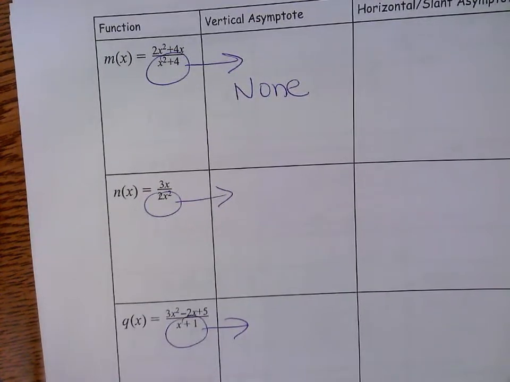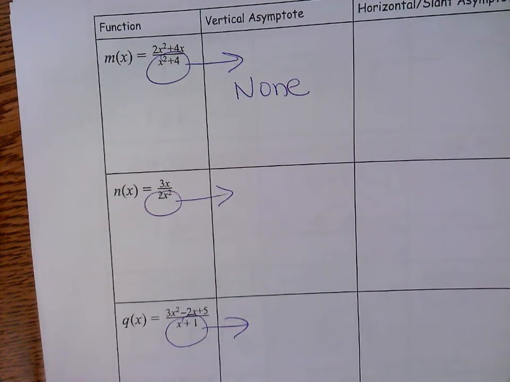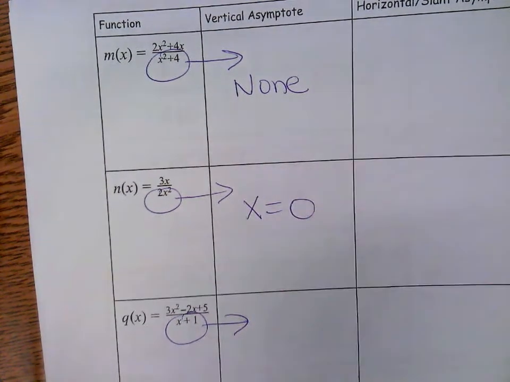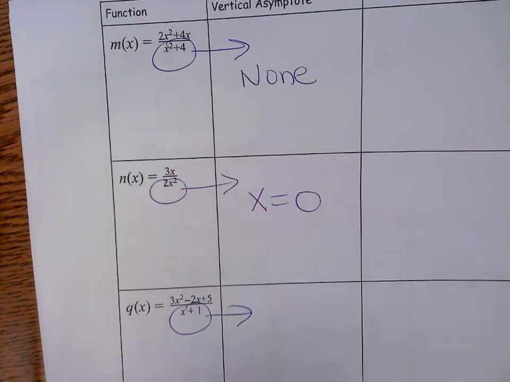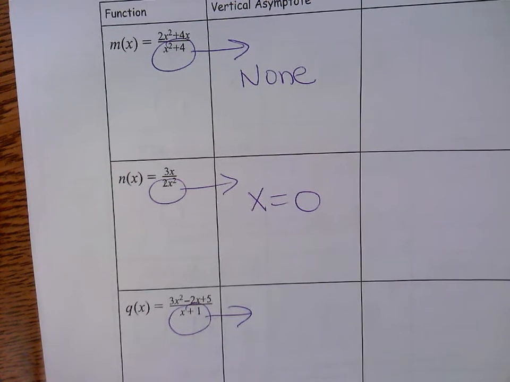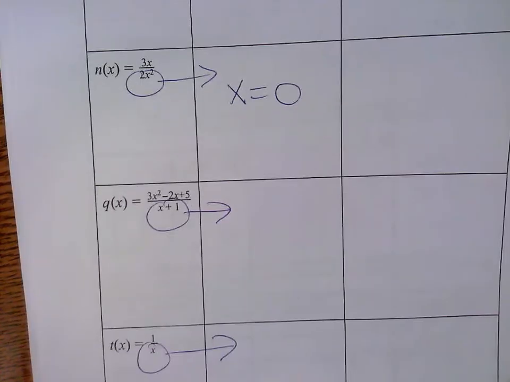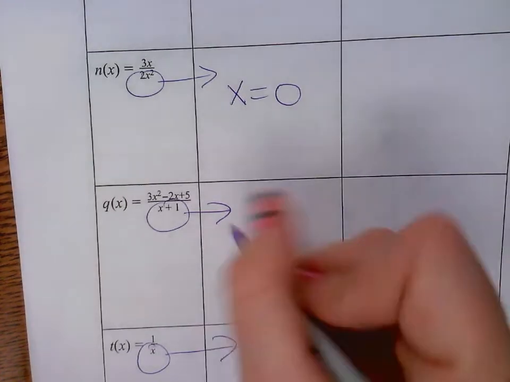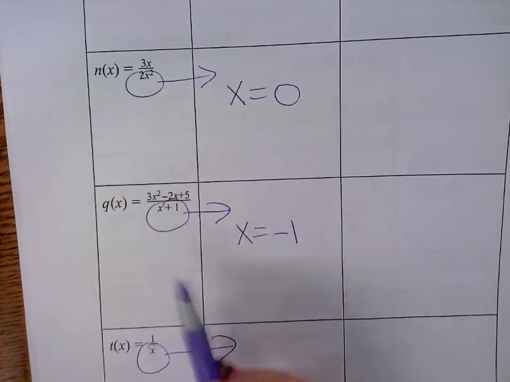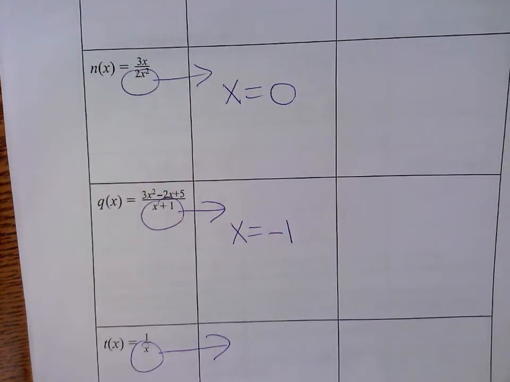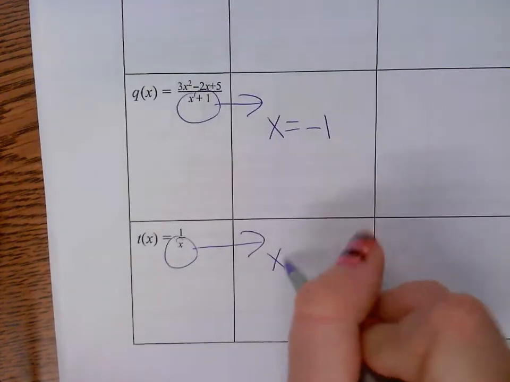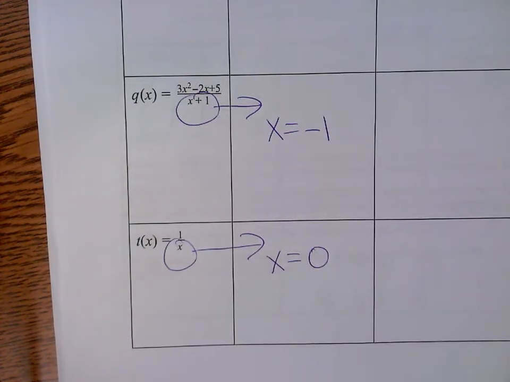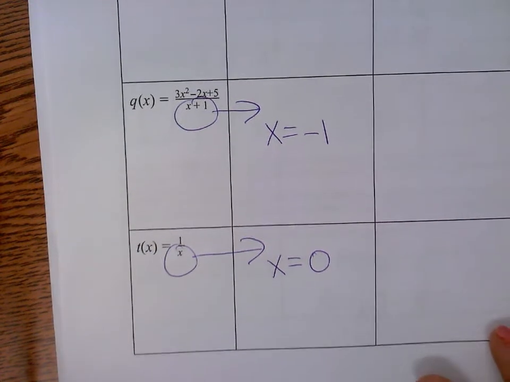All right. What was the vertical asymptote for n of x? It would be at x equals 0, right? Because 2 times 0 squared. And then on q of x, you didn't have to do any special work. It would just be at x equals -1, because that would make the denominator 0. And then on the last one, it would just be x equals 0, right? So you're training your brain to see what are the bad values, excluded values for x.